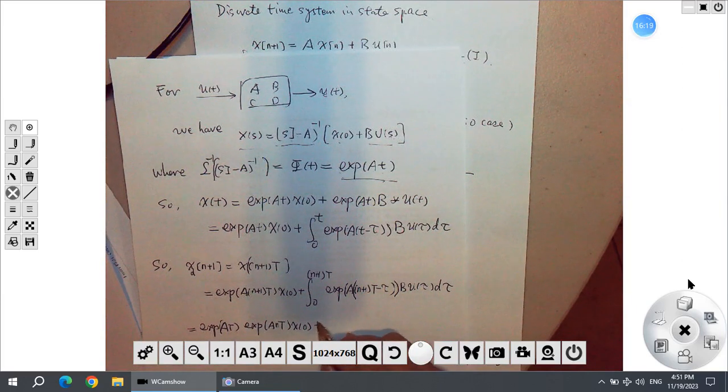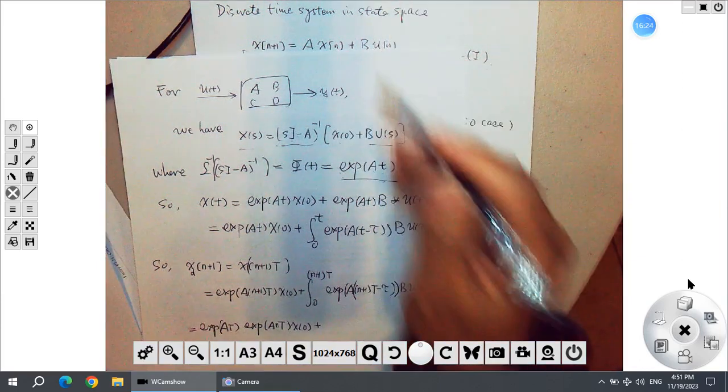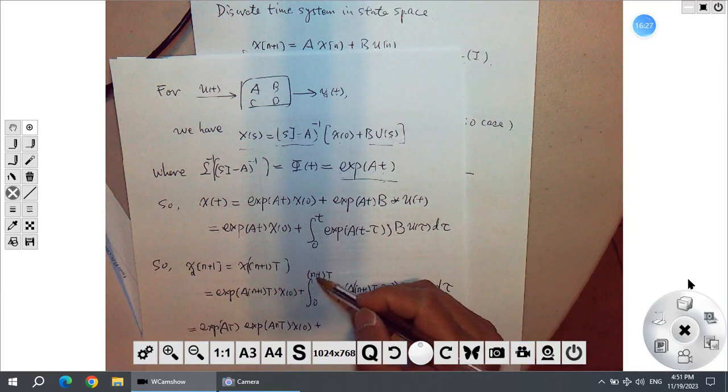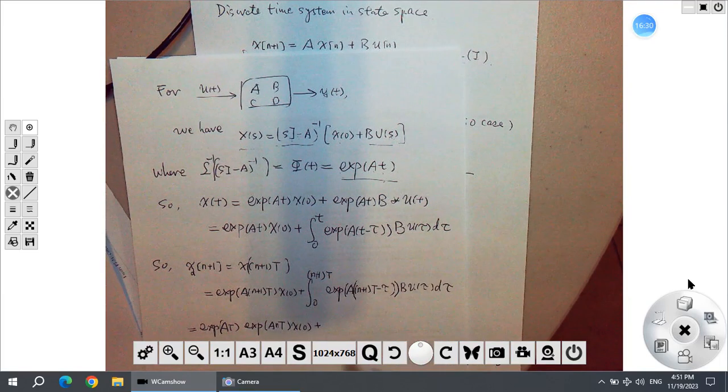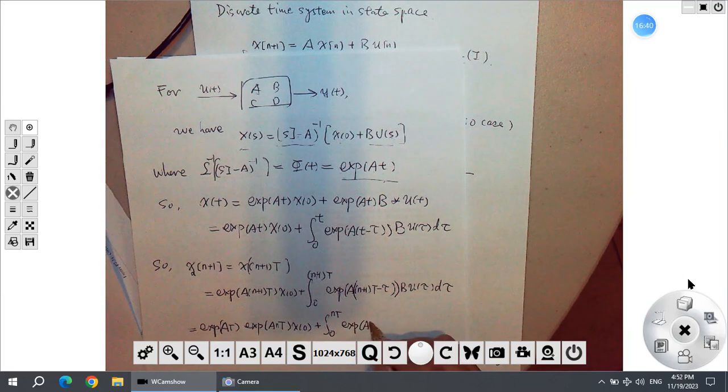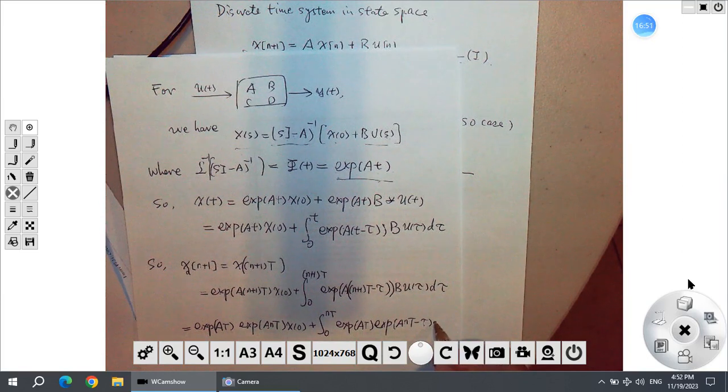And this one, the integral from 0 to (n+1)T. For x(n), this integral will start from 0 to nT, not n+1. So I separate these as two integrals. One is 0 to nT. Then for the exponential power, I also move e to the power of AT in the front, and the other exponential power will be A(nT minus τ). Okay, times b u(τ) dτ.